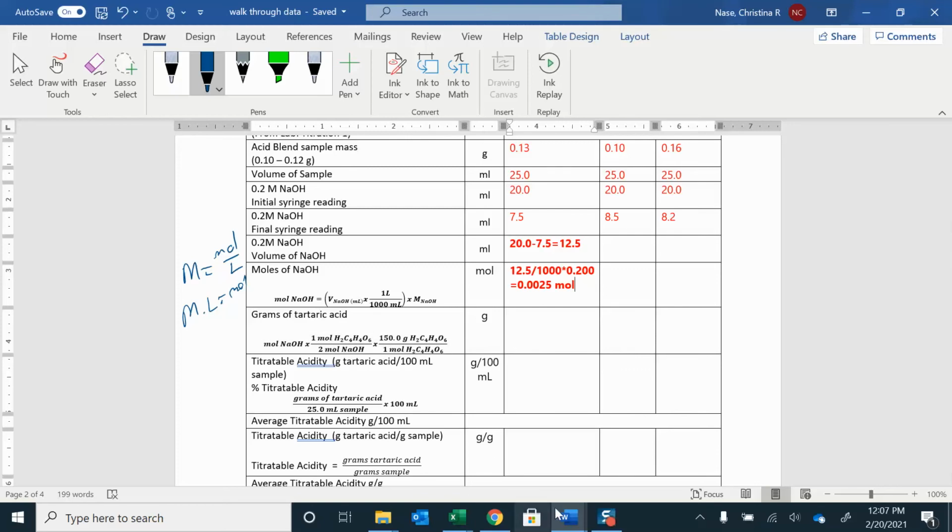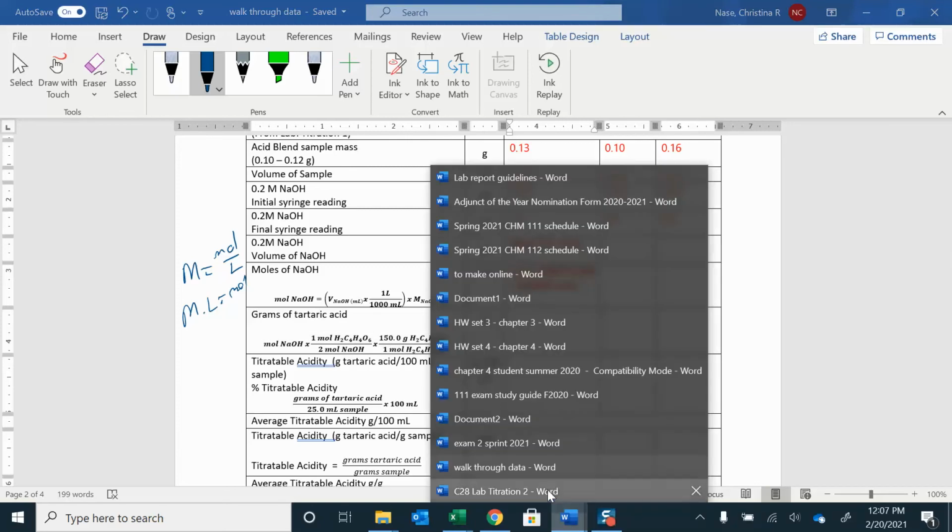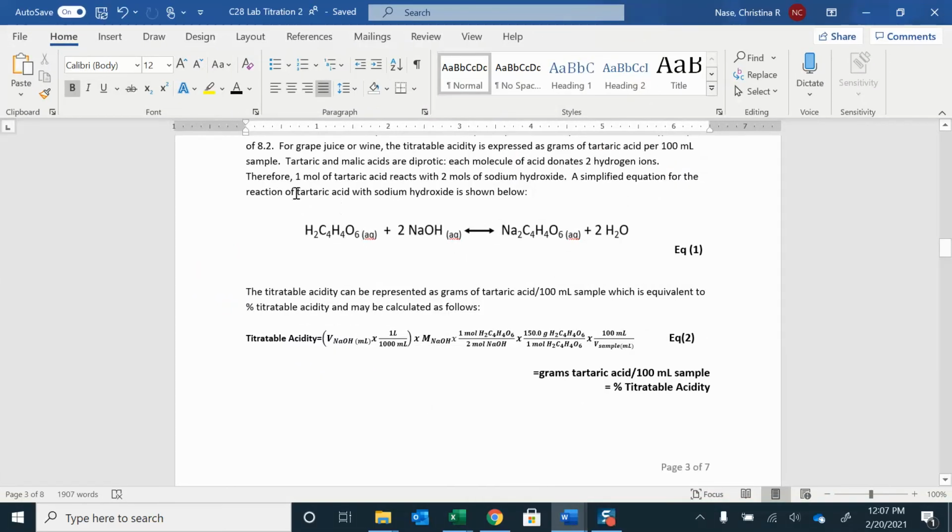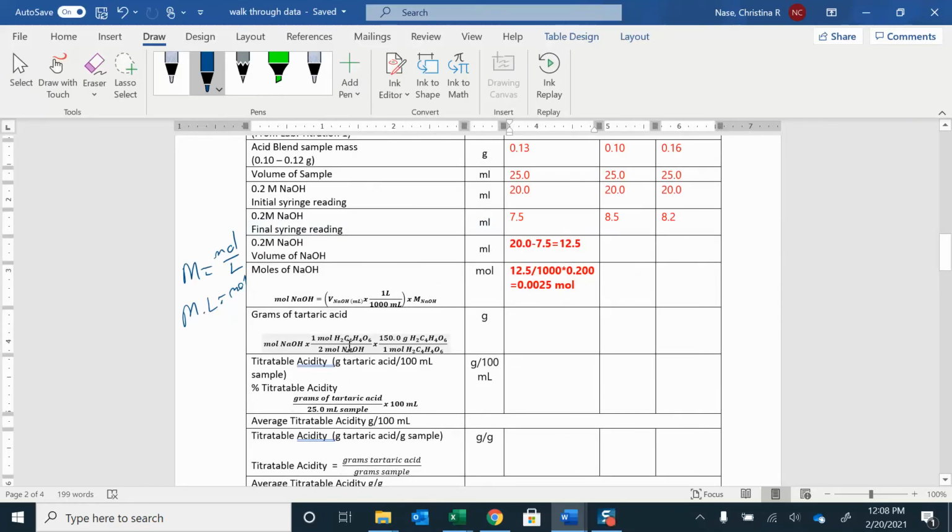That's going to be my starting point down here in my stoichiometric equation. And then this 1 to 2 comes from the reaction that's happening here. I have 1 mole of my tartaric acid reacting with 2 moles of the sodium hydroxide. So that's where that 1 and 2 come from. I start with my moles, divide by 2 to convert to moles of tartaric acid. And then if I know moles, I can get to grams if I know the molar mass. The molar mass of tartaric acid is 150 grams per mole. This is a mole to mole equation using the chemical equation.